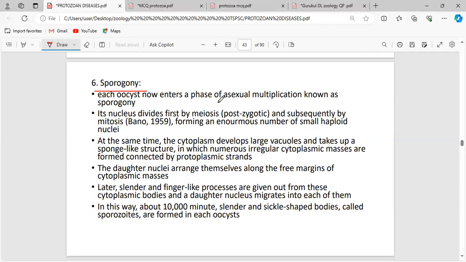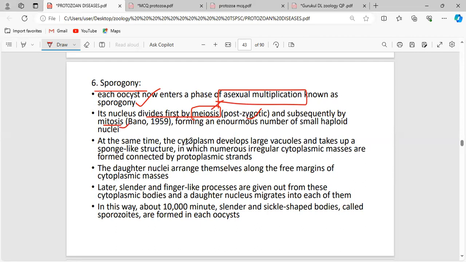Again, they are going to undergo the multiplication mechanism called sporogony. The nucleus first undergoes meiosis, which is post-zygotic, and after that mitosis will happen. This can be asked everywhere. Normally, first mitosis takes place, and after the mitosis, meiosis takes place. But here in this malarial parasite, initially meiosis happens, followed by mitosis.